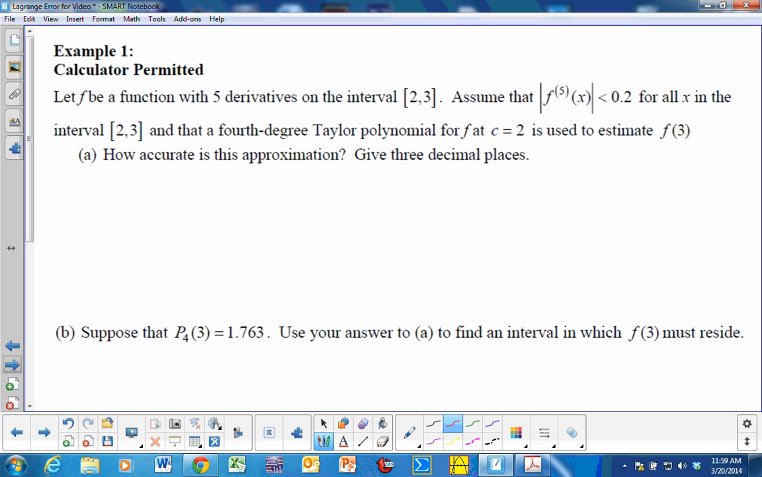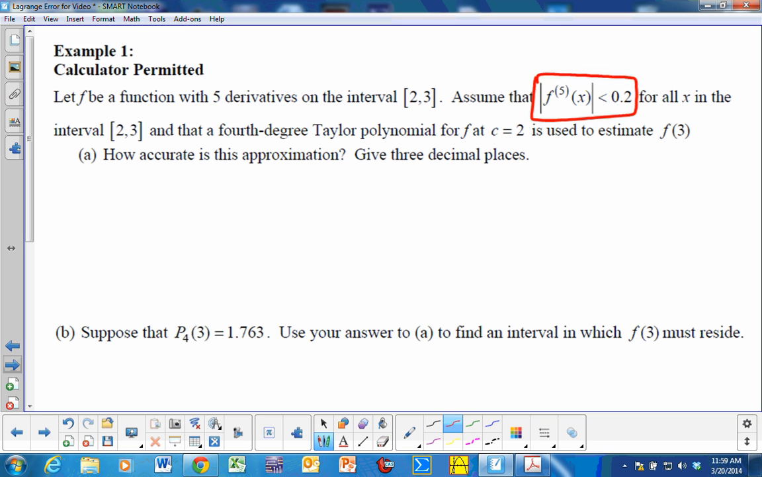Okay, so we're saying that we've got a function that has 5 derivatives. And they're telling us that the value of the 5th derivative is less than 0.2. So they're telling you that it is at most just under 0.2. That's the thing we need for the remainder: we want the maximum value that derivative could have, and that's giving you that bound. And it's telling you that's true for the interval 2 to 3, which is what we're interested in here.